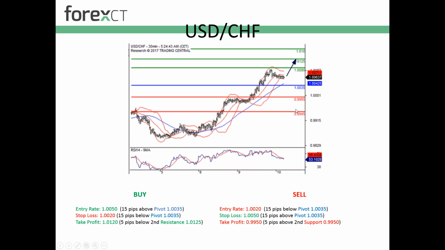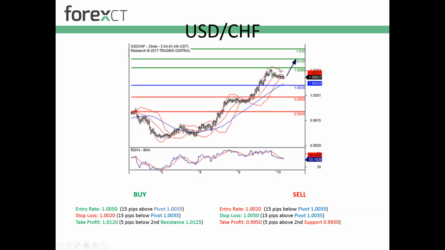Then for your second hedge trade, you'd set the entry rate at 15 pips below the pivot at 1.0020. You'd set your stop loss again at 15 pips above the pivot at 1.0050, and then you'd set your take profit at 5 pips above at 0.9950.